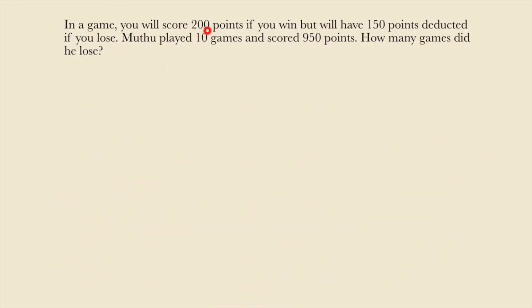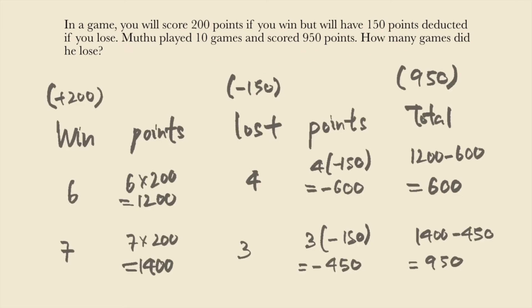In a game, you will score 200 if you win. You have 150 deducted if you lose. Muthu played 10 games and scored this number of points. How many games did he lose? So, game won plus 200, game lost minus 150, 10 games, so let's guess 6 and 4. Which means 6 times 200, that's a gain of 1,200. 4 times 150, that's 600, but we're deducting it, so it's a negative 600.